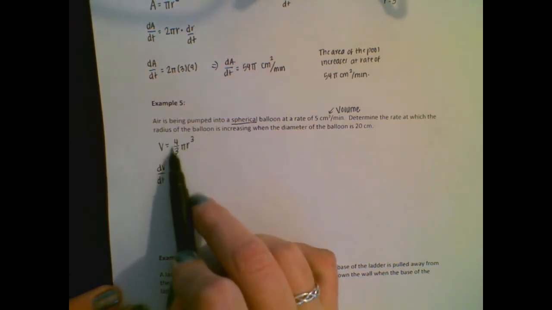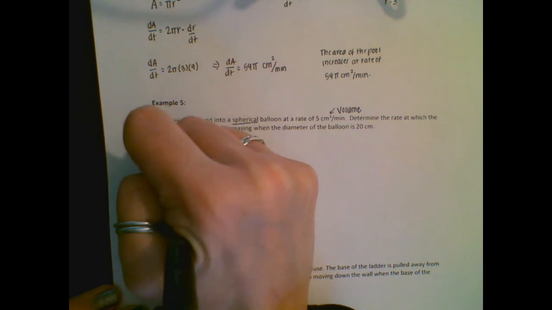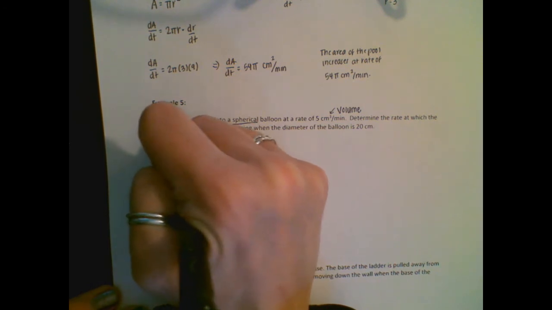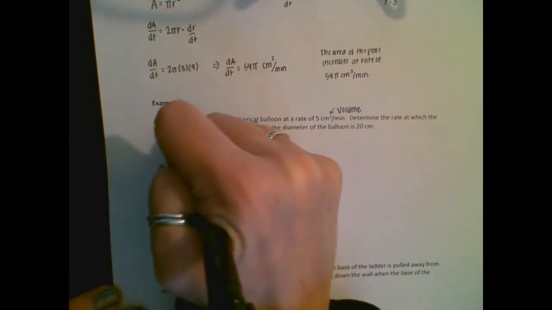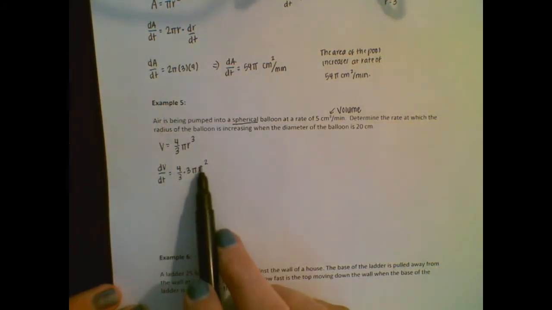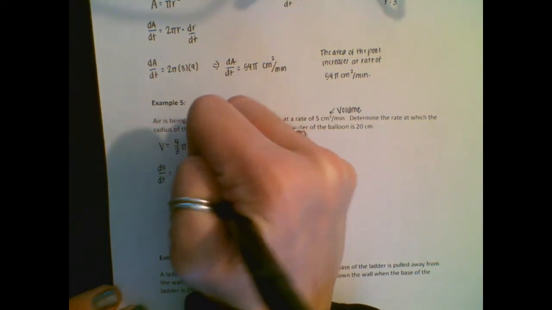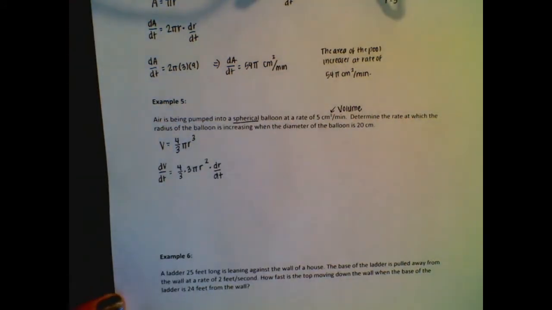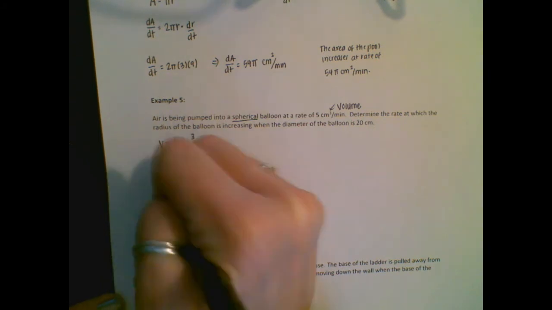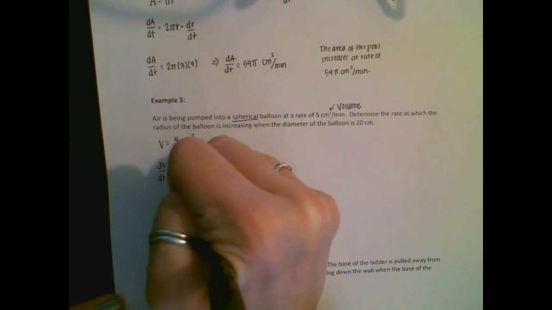This 4/3 pi is just a constant, so I'm going to apply my power rule here. So this is really going to be 4/3 times 3 times pi times the radius squared. And then I need to use my chain rule to multiply by the derivative of the radius, so dr/dt. I'm going to simplify that because my 3's end up canceling out here. So dV/dt is going to be 4 pi r squared times dr/dt.